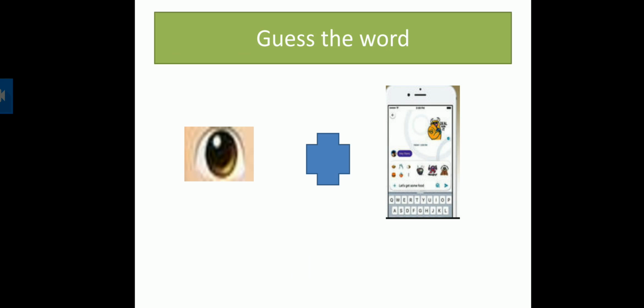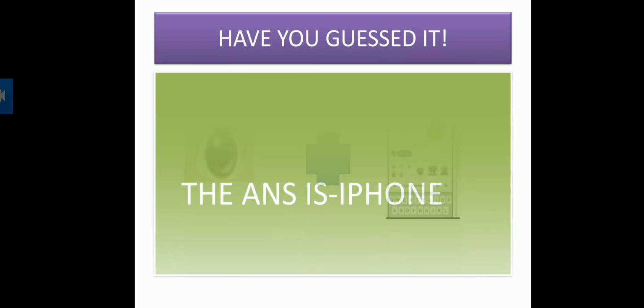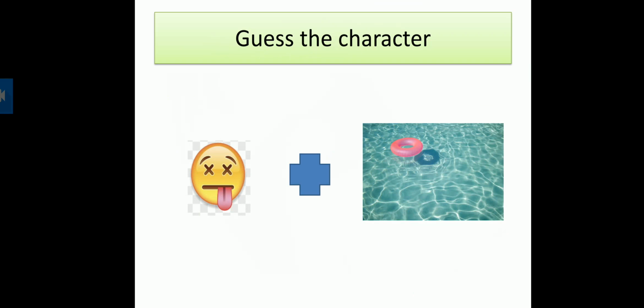10, 9, 8, 7, 6, 5, 4, 3, 2, 1. Let's check the answer. Have you guessed it? The answer was iPhone. Chalo, next pe. Guess the character. Jaldi, jaldi.